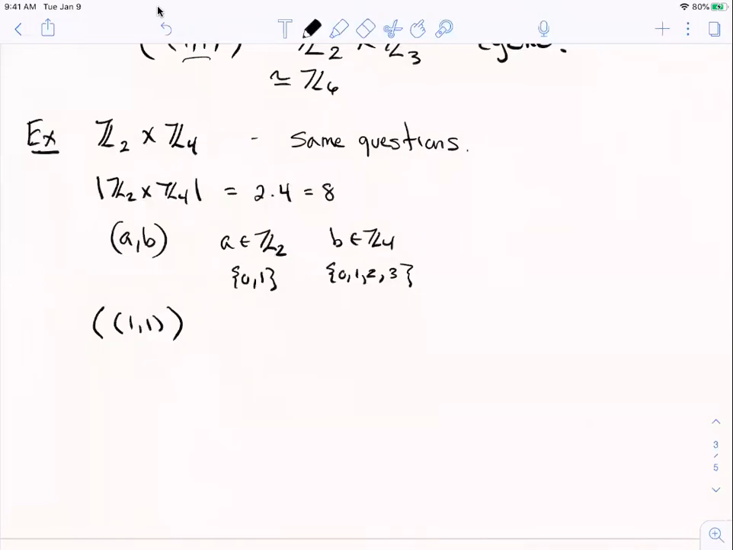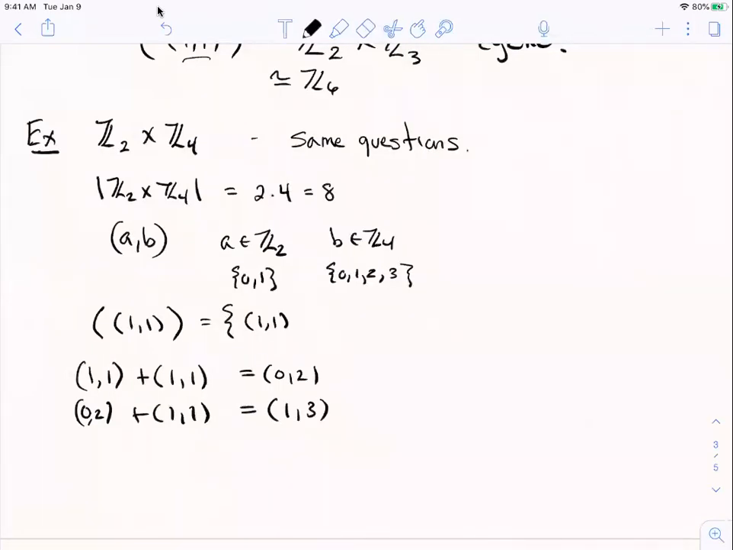Subgroup generated by (1, 1). So here, we'll do the same kind of methodology, but we kind of pick up the pace this time. It's got (1, 1). It's got (1, 1) plus itself. That should be what? (0, 2). If you take (0, 2) and add (1, 1), you get (1, 3). Take (1, 3) and add (1, 1), you get (0, 0).